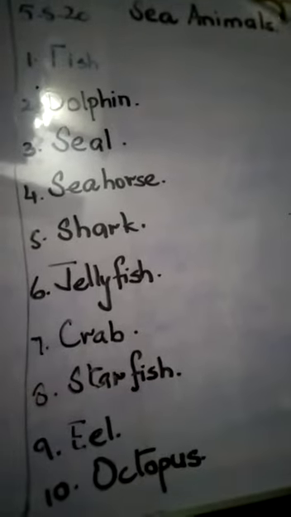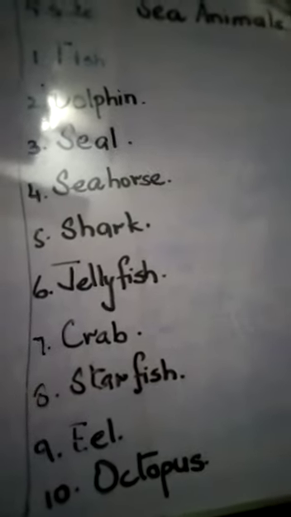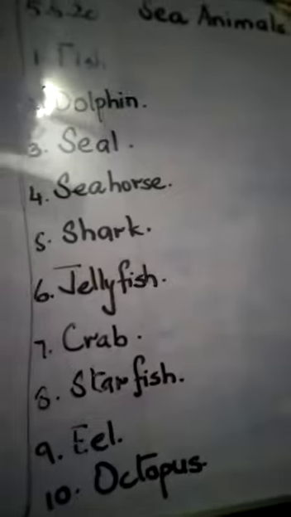For farm animals, open the new page, write today's date, give the heading of farm animals. You have to fill the index also. Okay, in index you are going to write pet animals, then sea animals, then farm animals, and you have to write today's date as well. What are farm animals? Farm animals are those animals which you can keep in the farm.